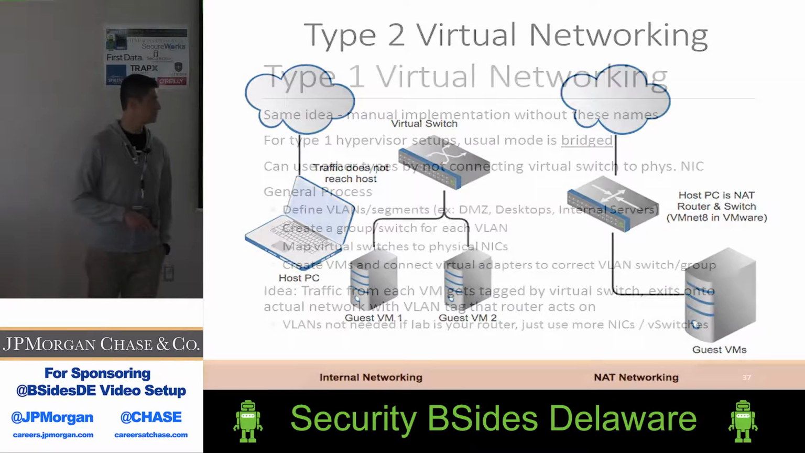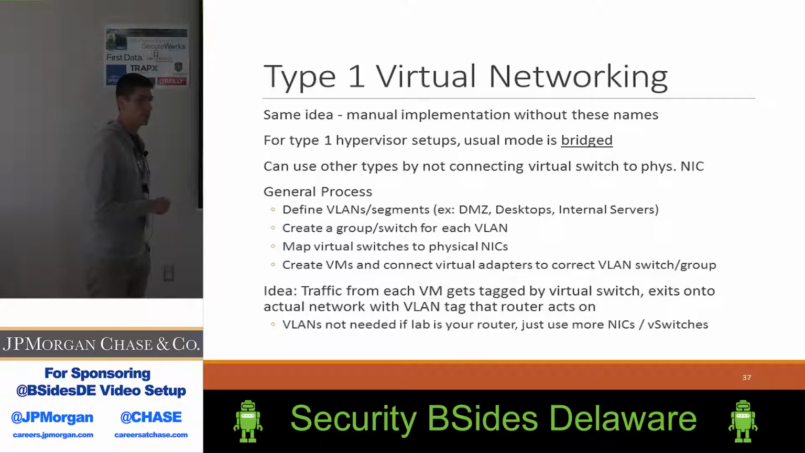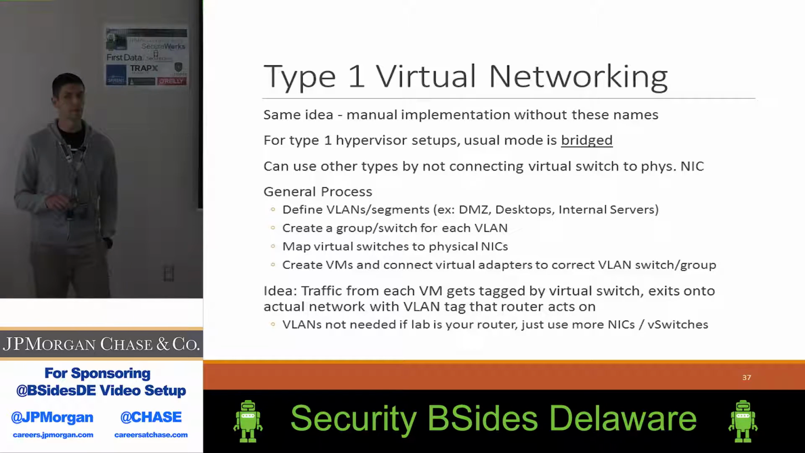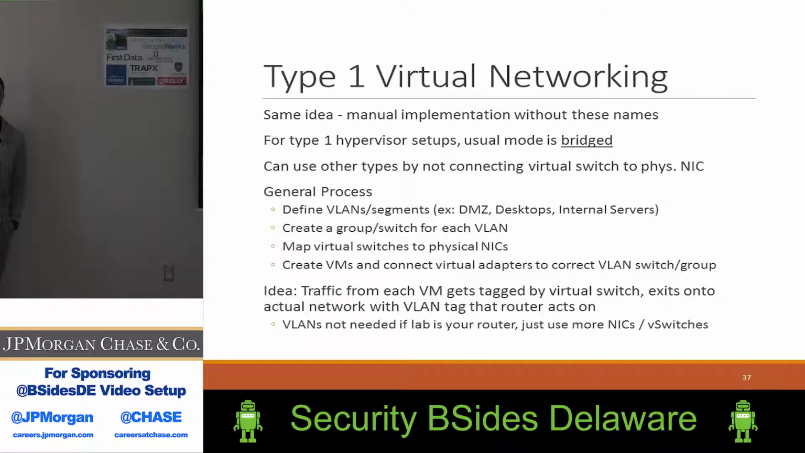Type 1 virtual networking, you're doing the same thing, but it does not hold your hand. You're manually making virtual switches and you're manually making these connections. All the concepts are the same though. Typically this is going to be bridge mode because you're going to want your VMs in your hypervisor to be able to talk outbound. So a lot of what we're going to be doing is making a virtual switch, connecting our VM to that, and then connecting that switch to a physical port where it can talk outbound.